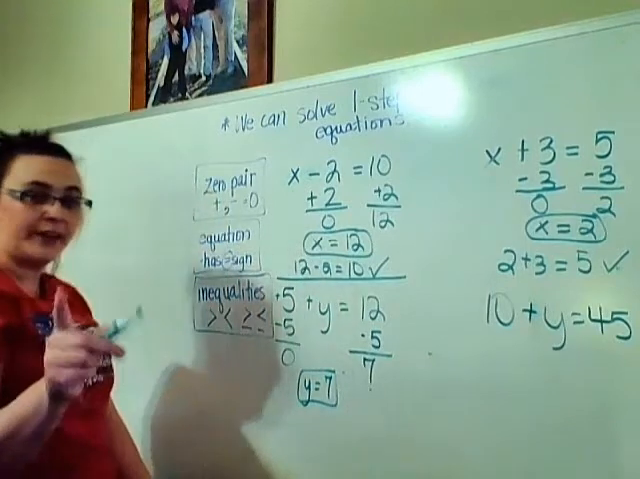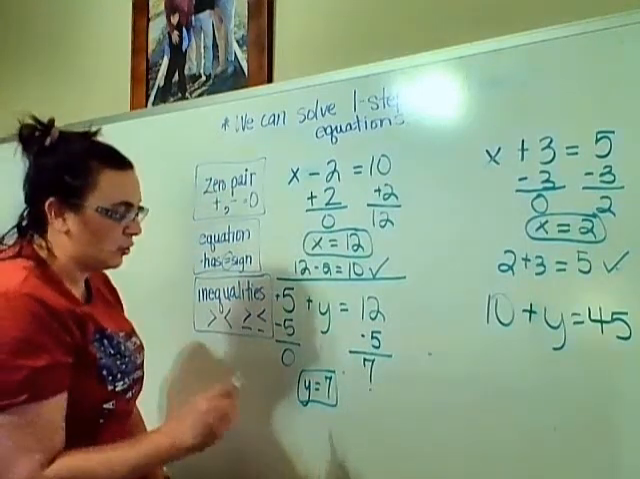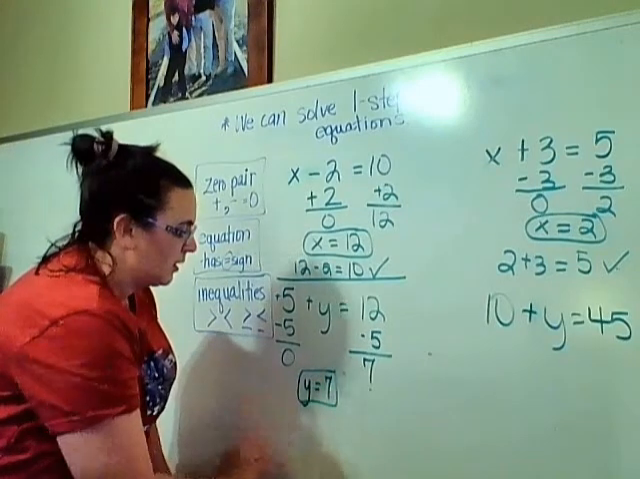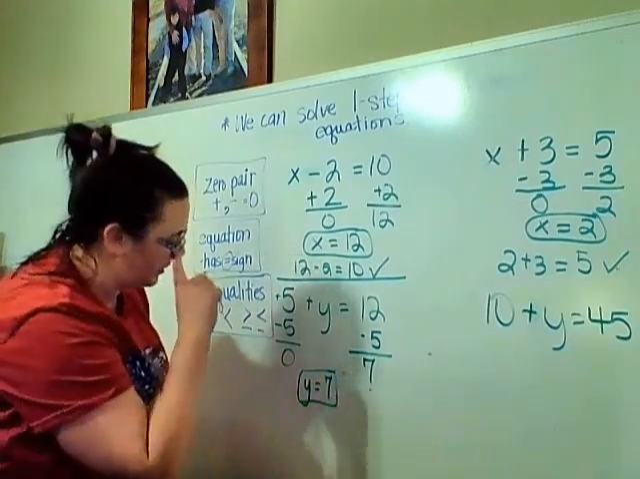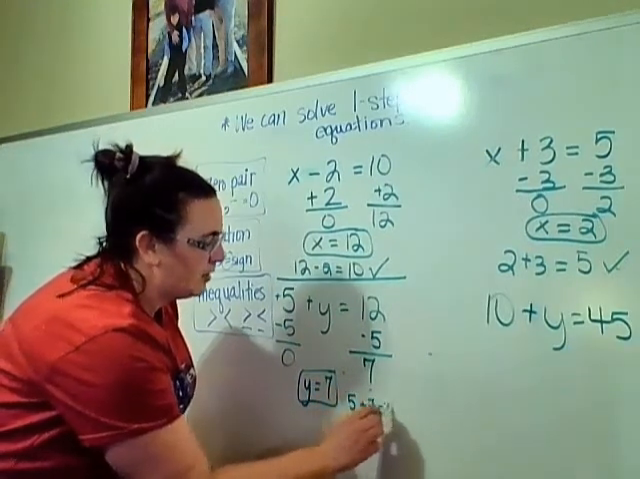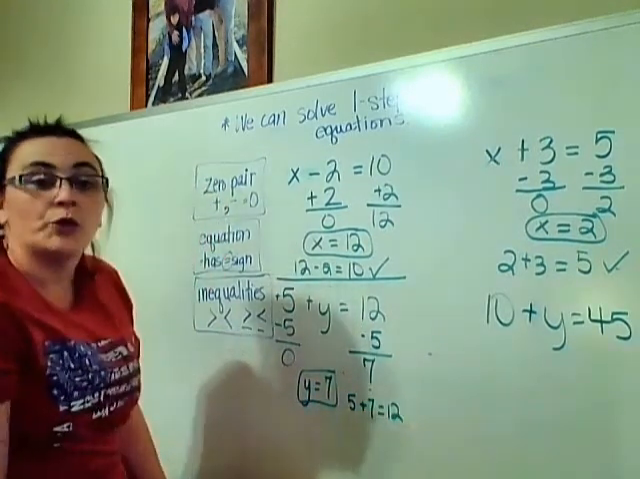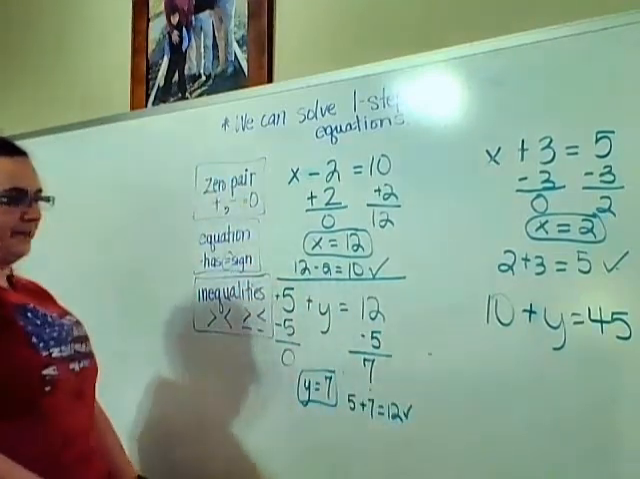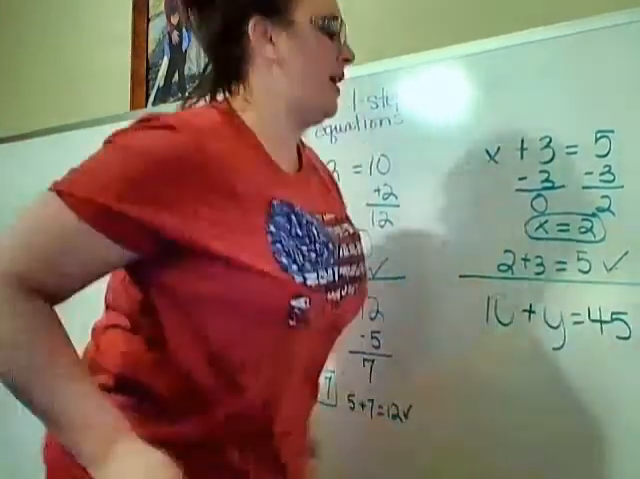I'm going to plug it in to check and make sure, I'm going to write it right here so you can see it since my whiteboard is kind of low here. So 5 plus 7. Does 5 plus 7 equal 12? Yes, it does. Beautiful.